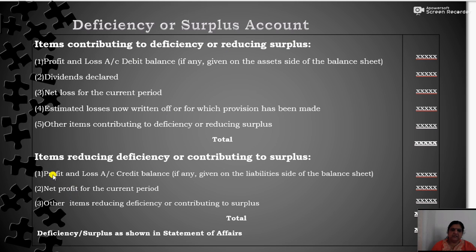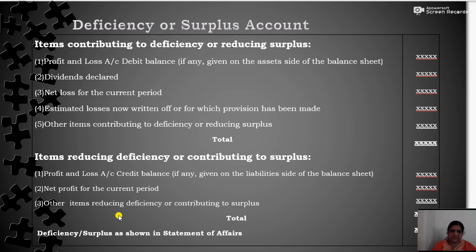First item is profit and loss account credit balance. Here it was profit and loss account debit balance, so here it will be profit and loss account credit balance, the item appearing on the liability side. Then dividend declared: here there is no such item. Then net loss for the current period becomes net profit for the current period here.